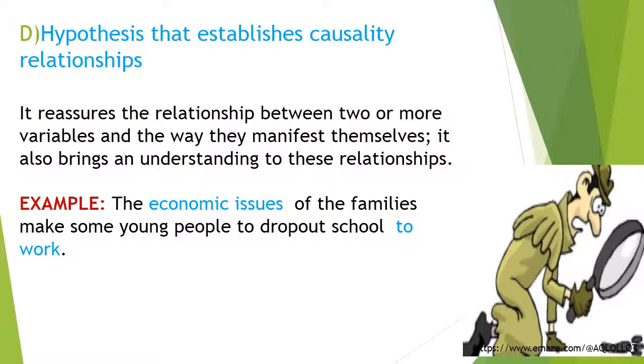Hypothesis that establishes causality relationships. It reassures the relationship between two or more variables and the way they manifest themselves. It also brings an understanding to these relationships. Example: the economic issues of the families make some young people drop out of school to work.